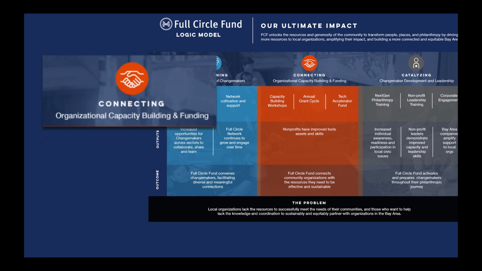Their second strategy is what they call connecting. And this is the portion of their work that really focuses in on their nonprofits. The activities are capacity building workshops for nonprofits, grant making activities, and their tech accelerator fund. So you can see how these streams of work or these categories of work are really focused in on particular audiences, but more importantly, on the outcome. Each of these strategies has a specific outcome.